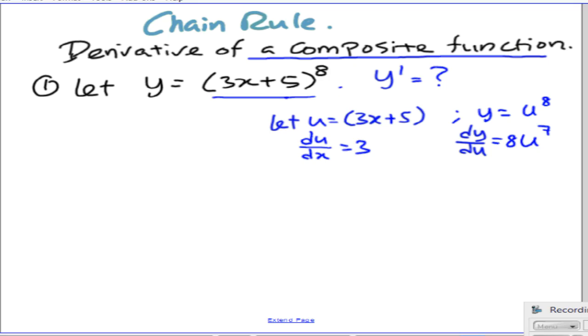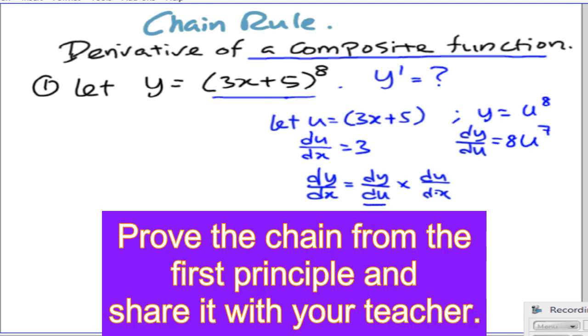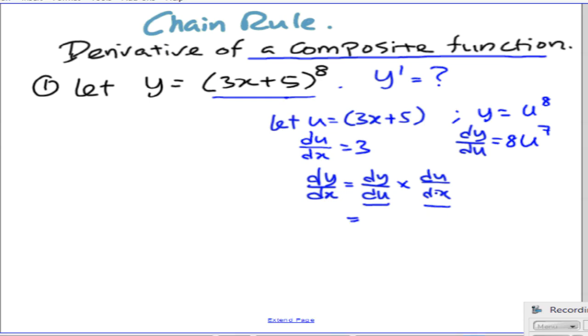And the chain rule says that if this is a composite function, in this case, u here is a linear function, and y here is a polynomial, then dy dx can be expressed as dy over du times du over dx. Now you can see that this derivative can be treated like a fraction, where this is dy over du times du over dx. So dy over du in this case is 8u to the power of 7 times du dx, which is 3.